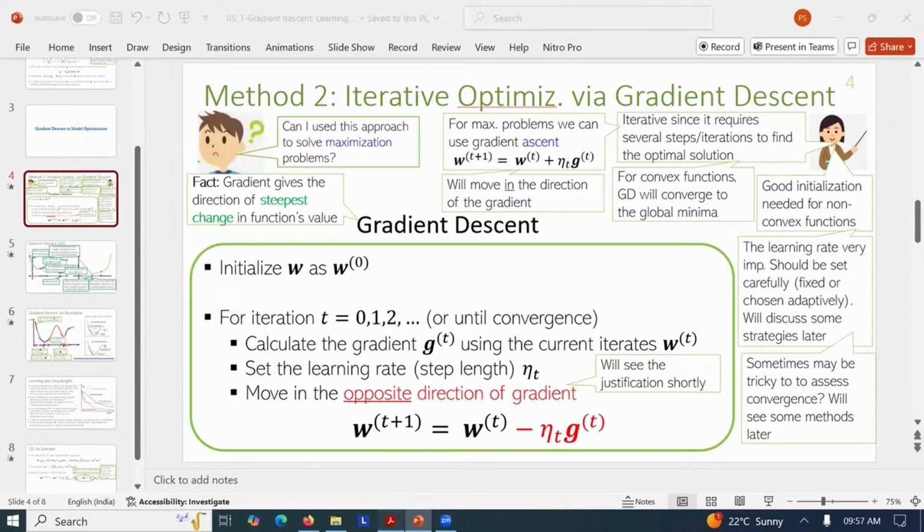Since we are calculating the gradient using a set of data points, we will perform the operations using matrices and vectors, right?